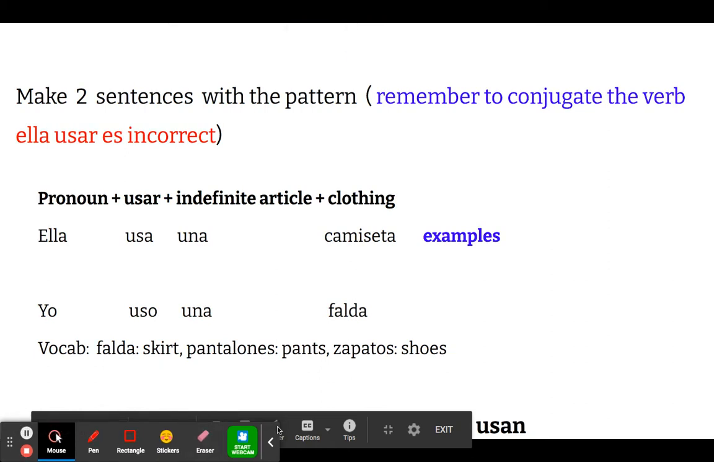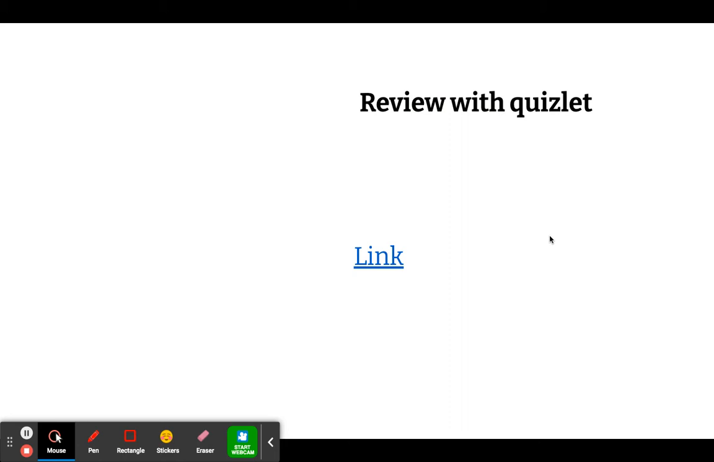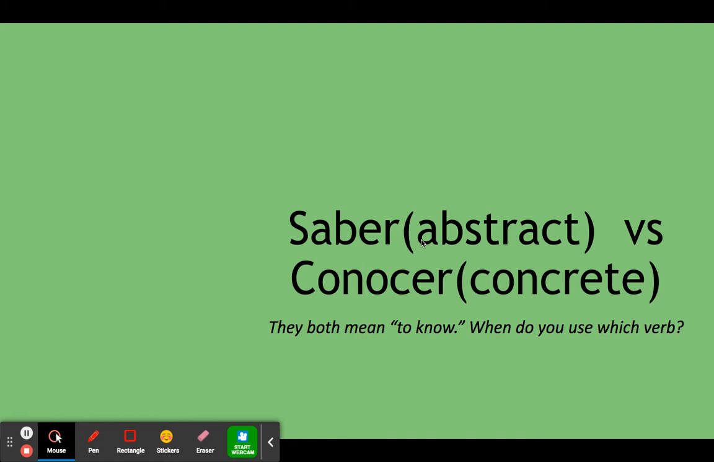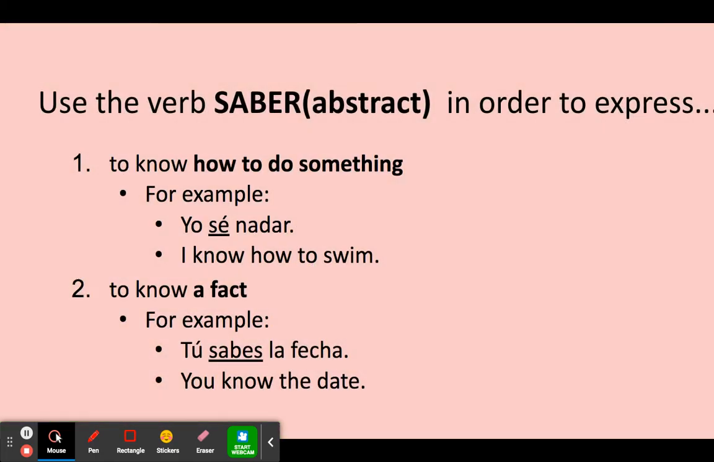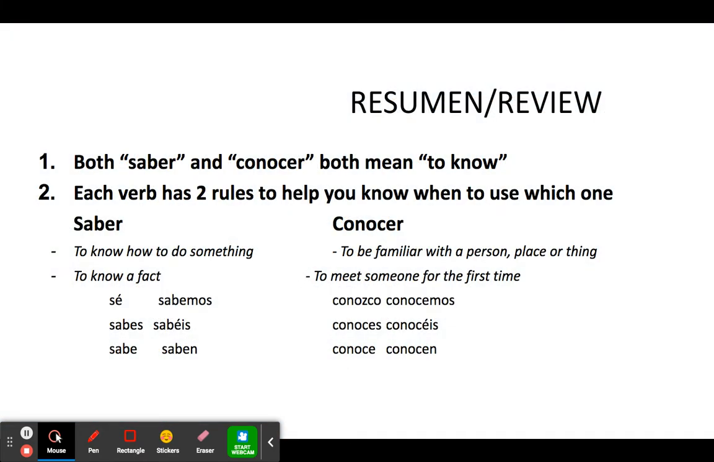So yeah, this is what we're doing here. And then let's go to the next one. Here was actually just a Quizlet for the review. I'm going to give you guys the link so you can review this. Then Saber versus Conocer, we also went over this, but for the students that are doing the makeup assignment, I'm going to skip some of this stuff here and go into the review.